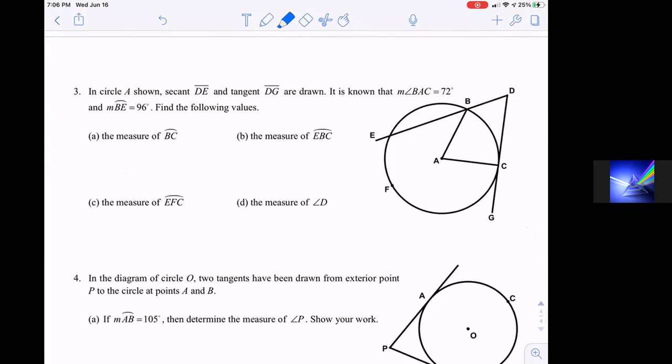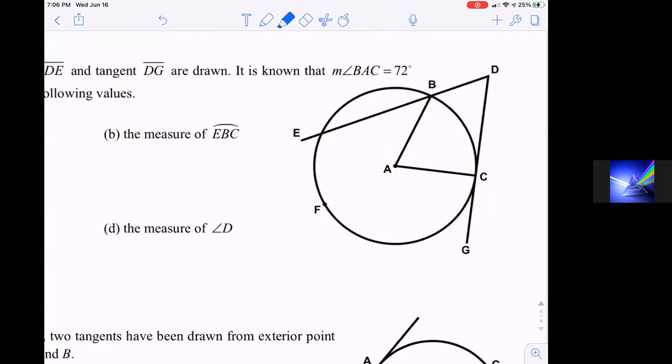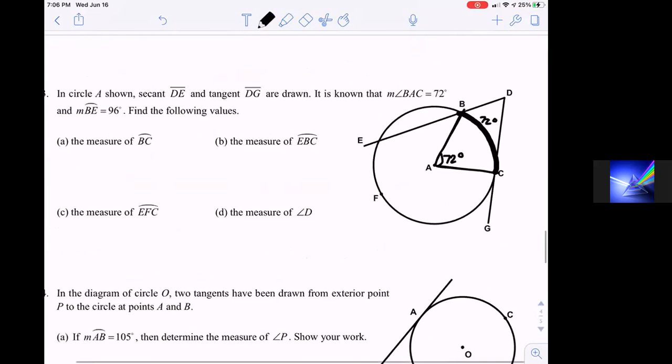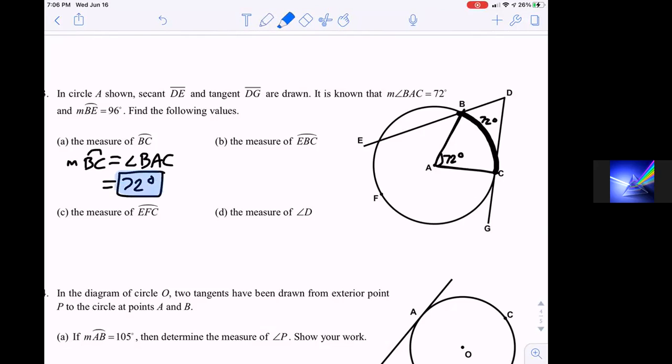In question number 3, circle A is shown, secant DE and tangent DG are drawn. It is known that the measure of angle BAC is 72 degrees. Okay, let's figure out what's going on here. BAC, notice that's a central angle. That's 72 degrees. That means that the arc that it intercepts, which is BC, is also 72 degrees. So we'll put a little 72 right there. Now, we need to figure out some other stuff. We just figured out part A. The measure of arc BC is the same as angle BAC, which is 72 degrees. That's easy.